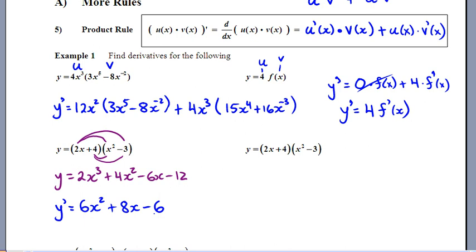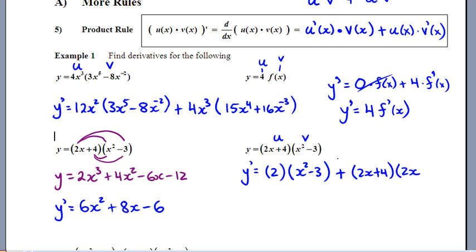What if I wanted to think of this as a u multiplied by a v? Well, that works too. So the derivative would be the derivative of the u term. That would be 2 for the linear 2x, 0 for the 4, just a 2, multiplied by the v left alone. Then add, that's how the product rule works, leave the 2x plus 4, and then do a derivative of x squared minus 3. Well, that would be 2x, and then the derivative of the negative 3 is 0.